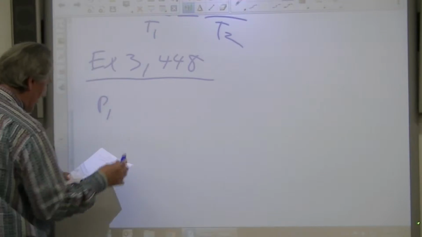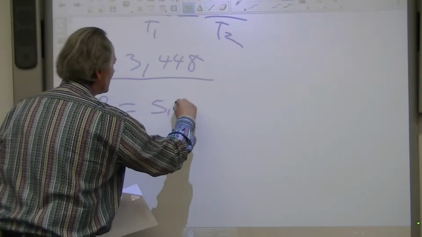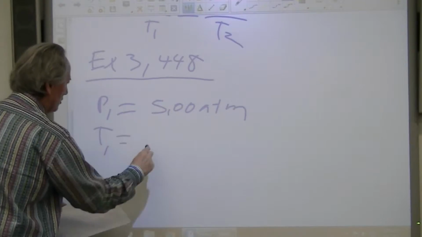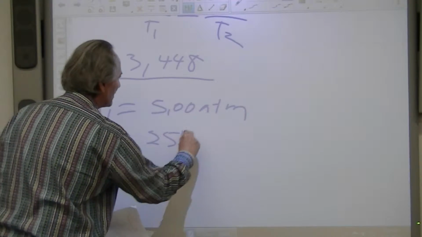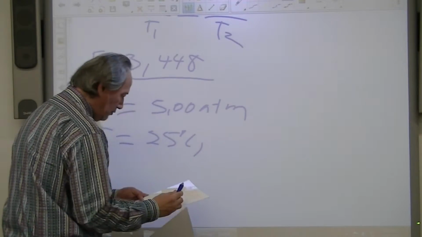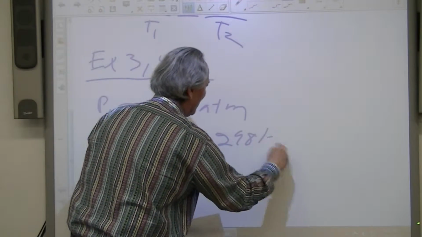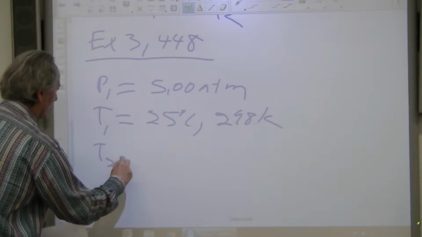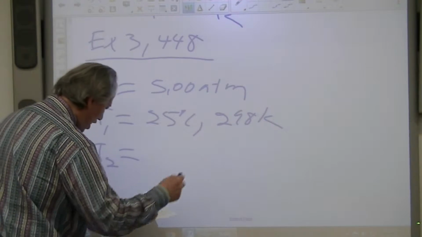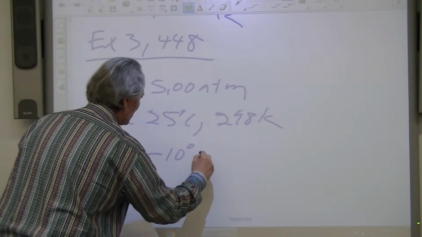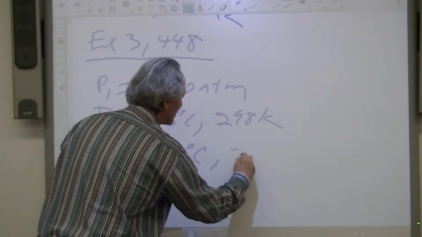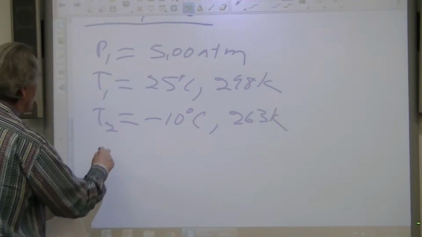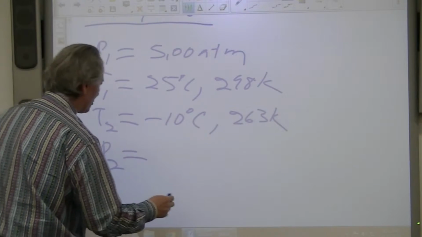They gave us a pressure originally, and that pressure was 5.00 atm. They also gave us a temperature, T1, expressed in Celsius, so we're going to convert that to Kelvin: 25 degrees Celsius is the same as 298 Kelvin. They also gave us a second temperature. The canister dropped to negative 10 degrees Celsius, which is the same as 263 Kelvin, and hence we are looking for the new pressure in that canister.